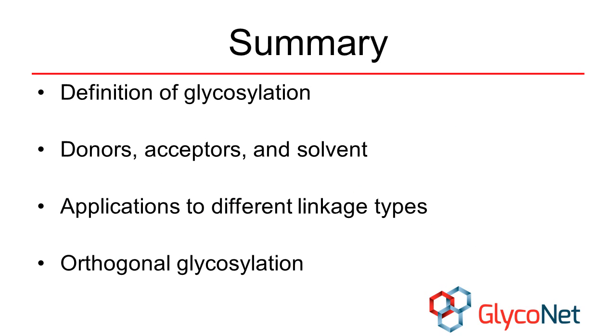This brings us to the end of the chemical glycosylation module. In this module, we've discussed the definition of glycosylation and the role of donors, acceptors, solvent, and the factors influencing their reactivity. We then applied this knowledge to describe how to make specific linkages, and briefly touched on the concept of orthogonal glycosylation. Now that you are knowledgeable about the chemical synthesis of oligosaccharides, we encourage you to continue on to the enzymes and chemoenzymatic synthesis module to learn more about the biological synthesis of these molecules.